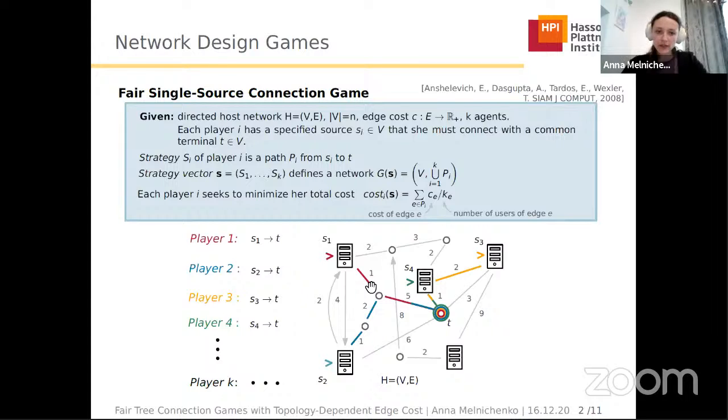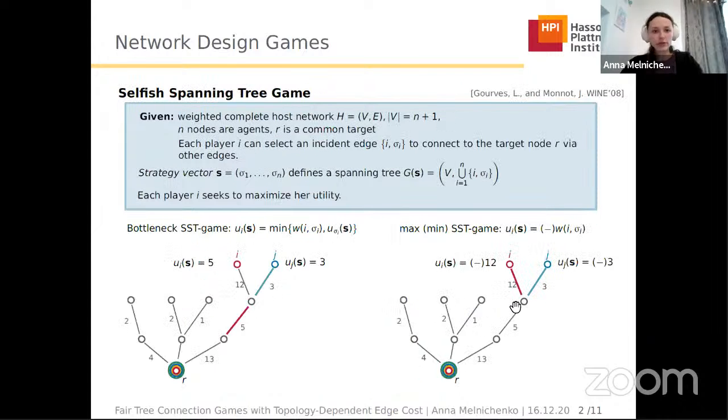Usually, the devices cannot observe and pick edges from the entire network. In the real world, it's more local. So in this direction went another model, the so-called selfish spanning tree game model, where agents are nodes. Each agent is collocated with exactly one node of a given weighted network. And again, agents want to connect themselves with a common terminal.